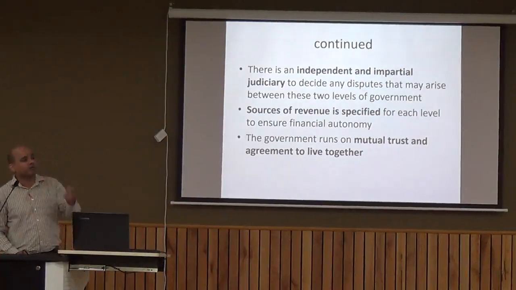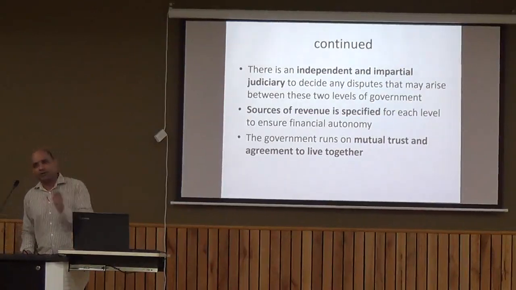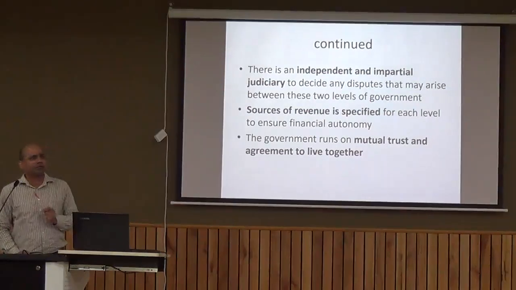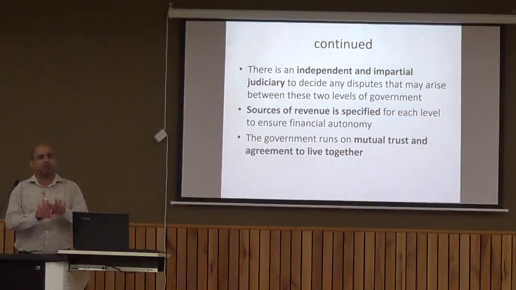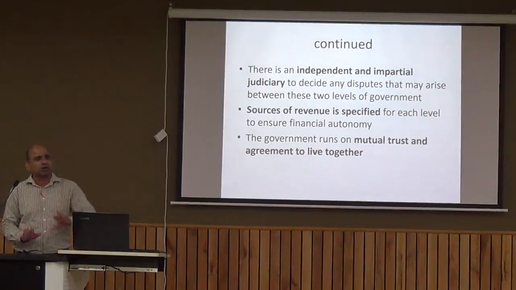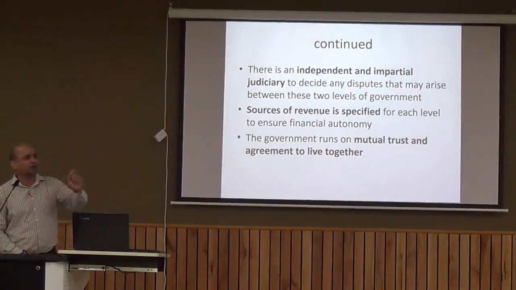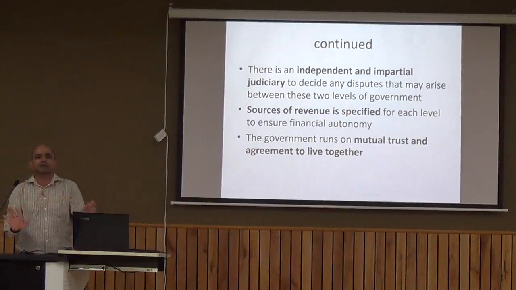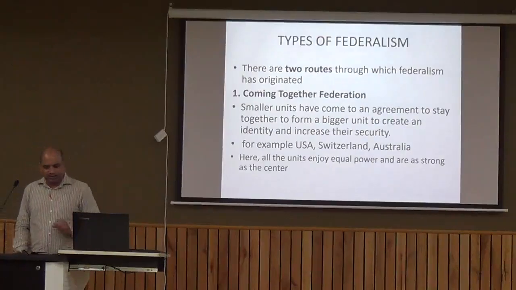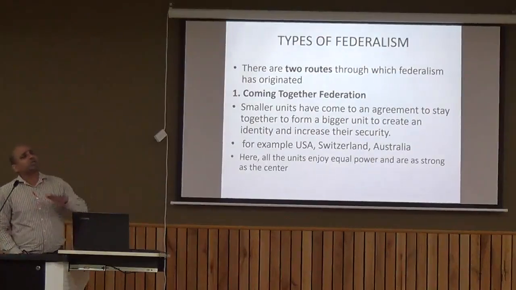Right? One more point that I have forgotten to tell you, that revenue distribution among each of the governments has to be also completely earmarked, so that which level of government will collect what kind of taxes has to be fixed. Right? Next, the types of federation.